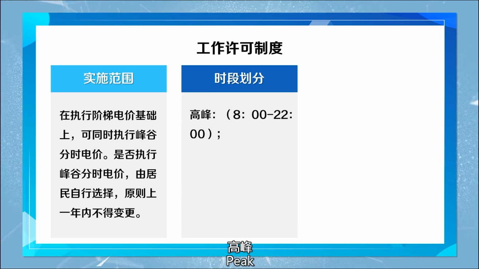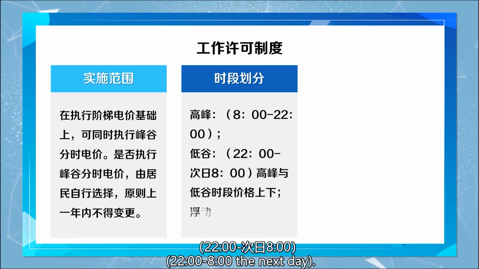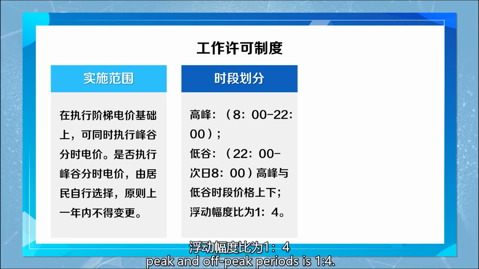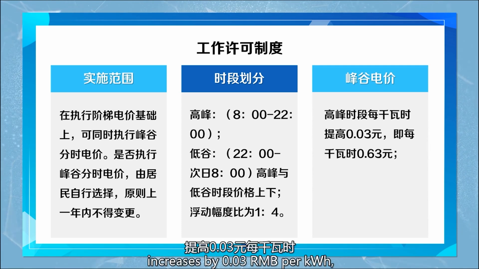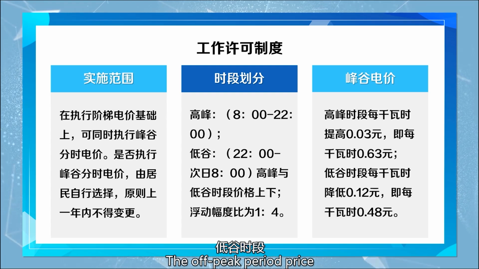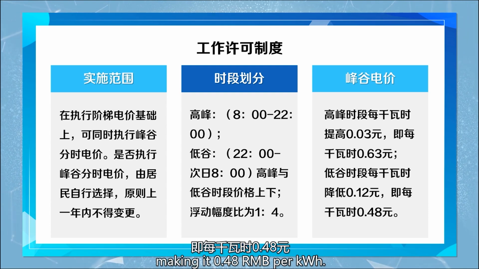Time periods. Peak, 8 a.m. to 10 p.m. Off-peak, 10 p.m. to 8 a.m. the next day. The price fluctuation ratio between peak and off-peak periods is 1 to 4. Time of use pricing. The peak period price increases by 0.03 RMB per kWh, making it 0.63 RMB per kWh. The off-peak period price decreases by 0.12 RMB per kWh, making it 0.48 RMB per kWh.